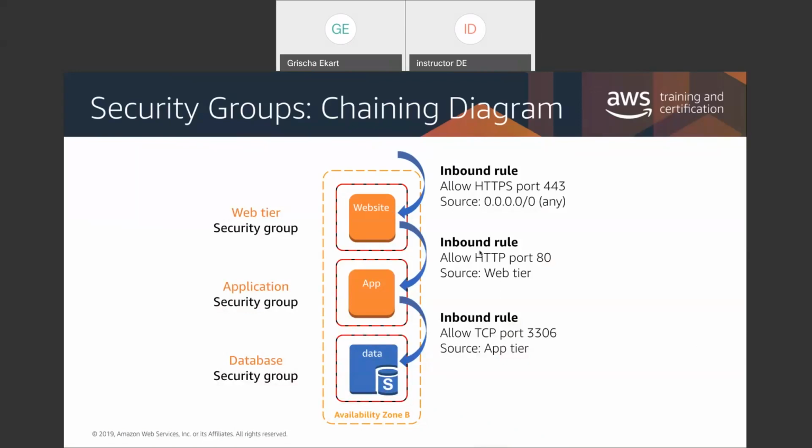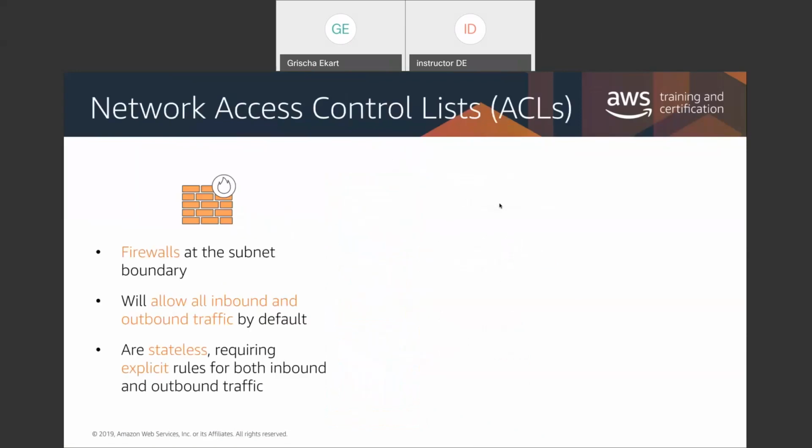Let's go to the next one. So after talking about security groups, let's talk about network access control lists, or NACLs. That's the short way of saying this, right? NACLs are also firewalls, but they're not sitting in front of instances. They are sitting in front of subnets. So at subnet boundaries, this is where you would have network access control lists.